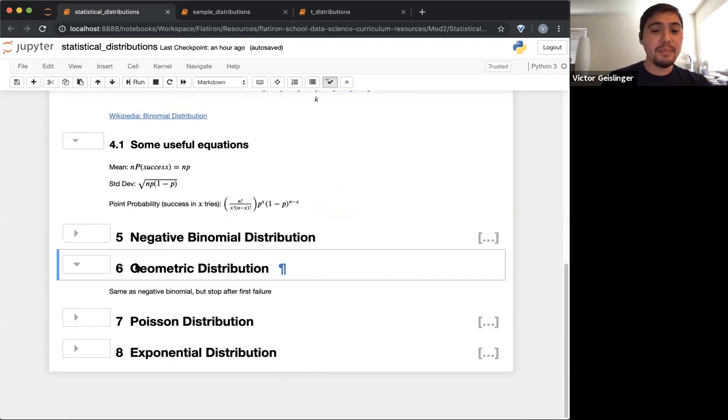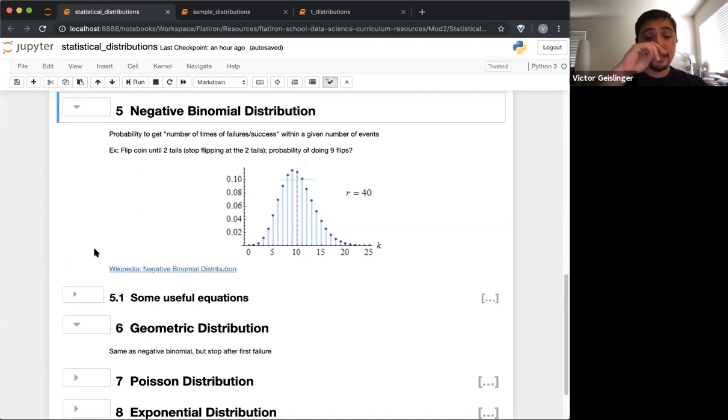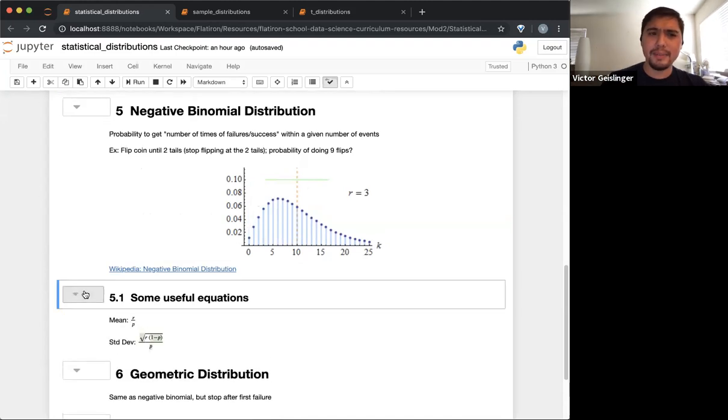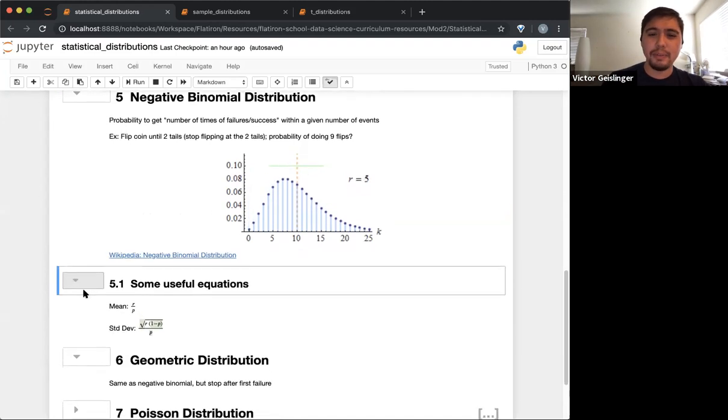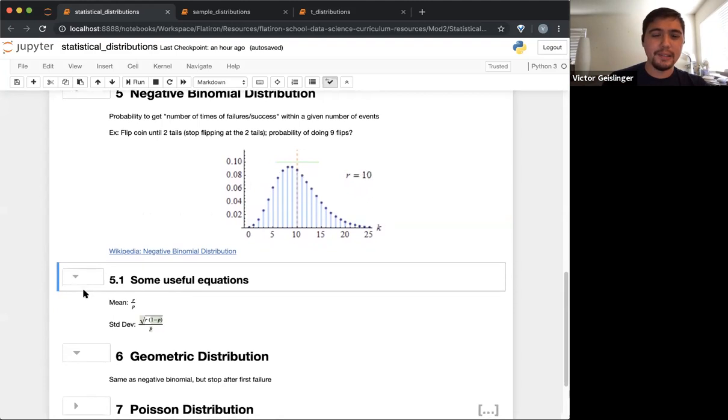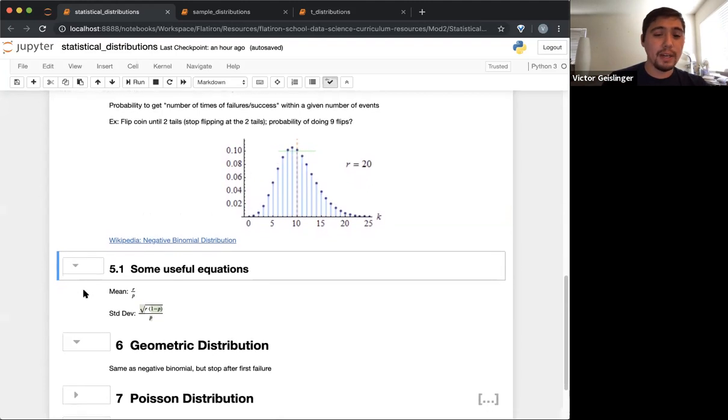All right, so geometric distribution, you can think of this as a special case of the negative binomial distribution. Basically, the geometric distribution is when you have just one failure. You keep going until you have one specific failure. In the curriculum, I think it talked about it being K. I could be wrong, but it all depends exactly what it is.